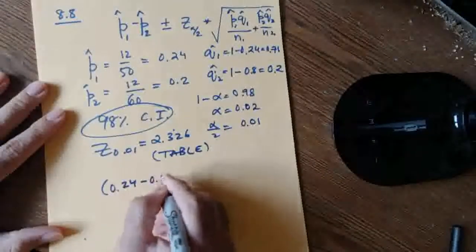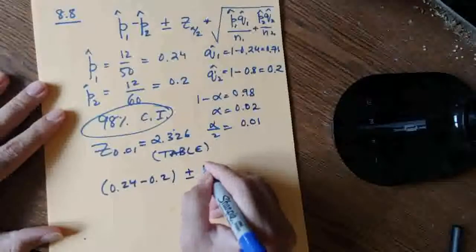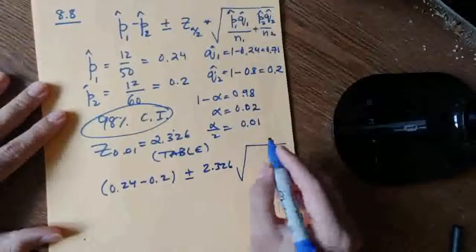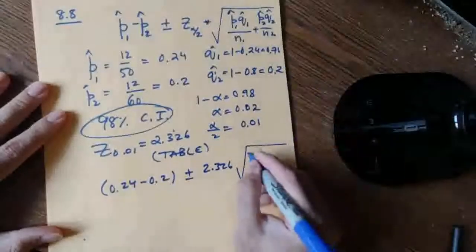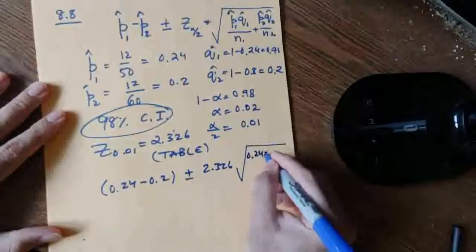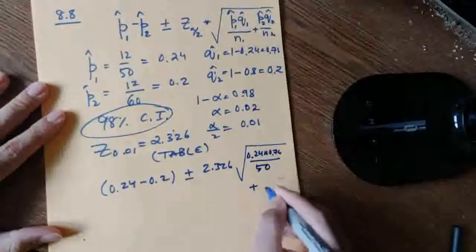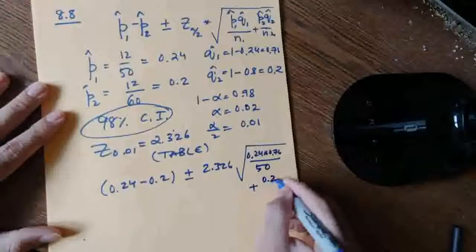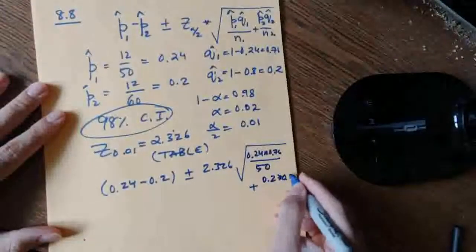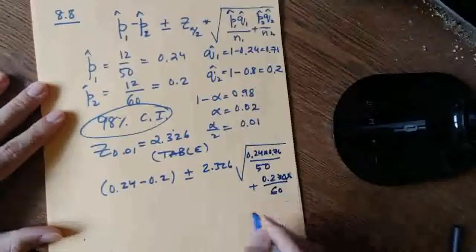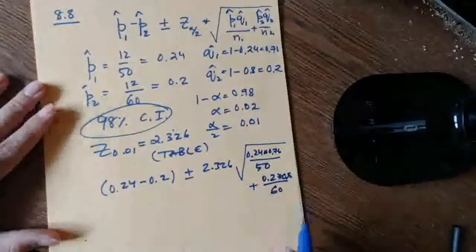Now it's a matter of plugging in all the numbers. 0.24 minus 0.2 plus minus 2.326 times the square root of 0.24 times 0.76 divided by 50, plus 0.2 times 0.8 divided by 60, and whatever the final answer is.